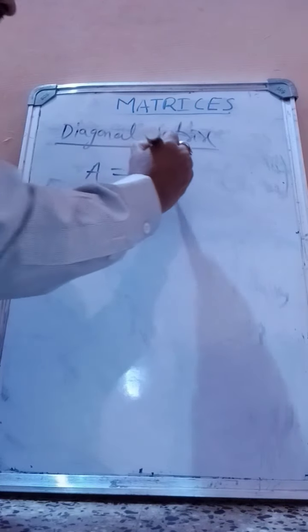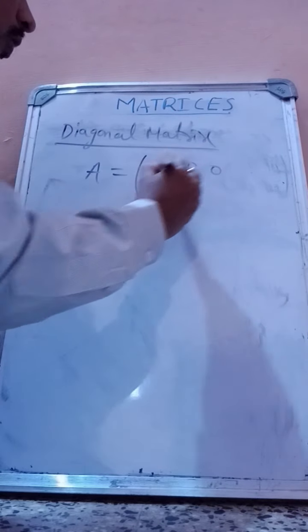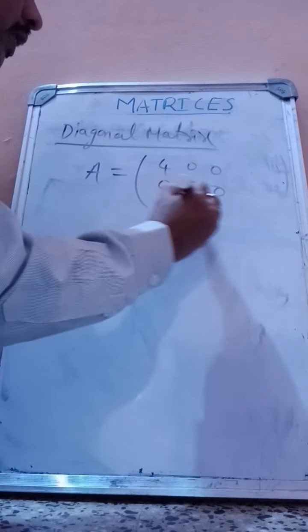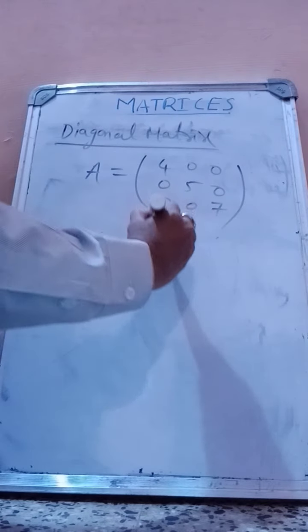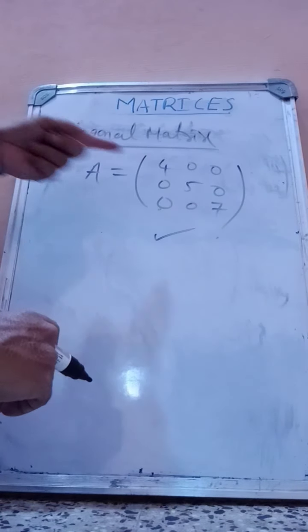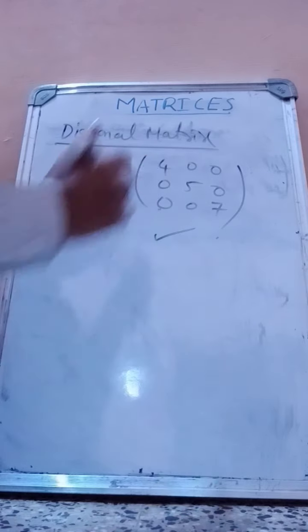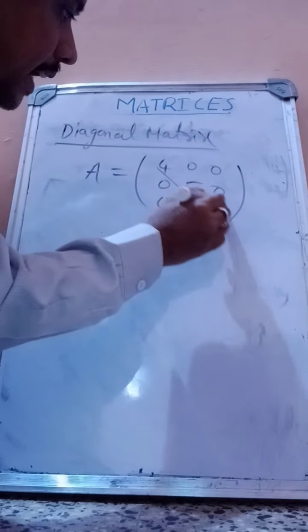So let us take one matrix. See, 4 0 0, 0 5 0, 0 0 7. So this is one diagonal matrix. So how will it be a diagonal matrix? See, these are the diagonal elements. These are called the diagonal elements.